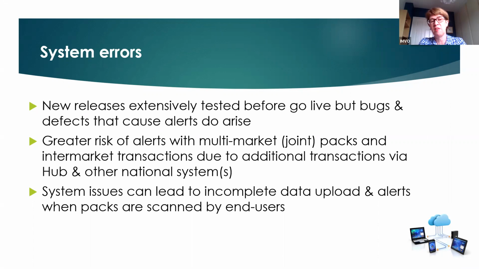So in the intermarket example, if the UK system is down temporarily, that will cause a problem. If the hub is having a problem, that will lead to an alert. So this is why these are trickier. And we have large numbers of these packs in Ireland. So we have large numbers of multi-market packs, and we also have large numbers of unlicensed medicines from the UK. As I've mentioned, system issues can lead to incomplete data upload, and alerts when packs are scanned by end users.